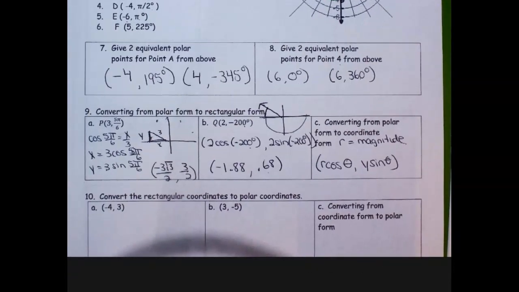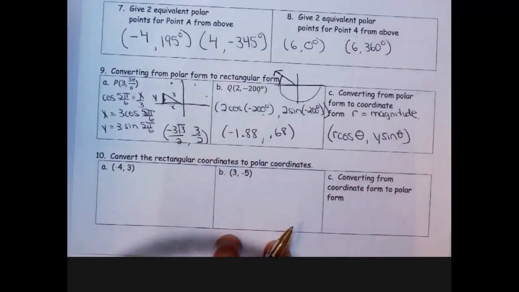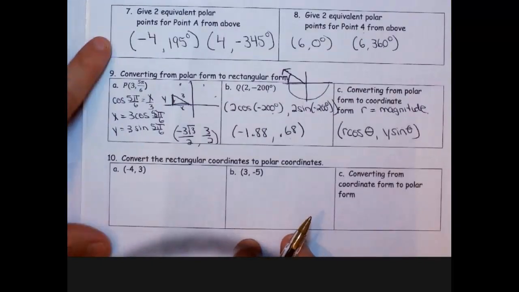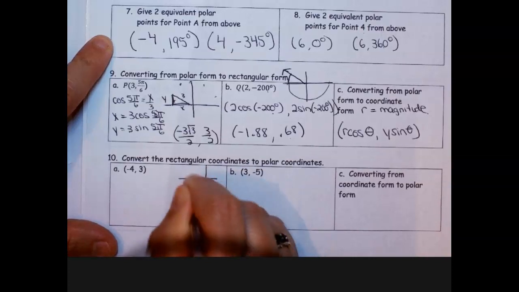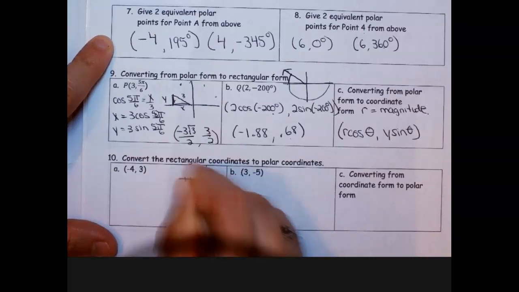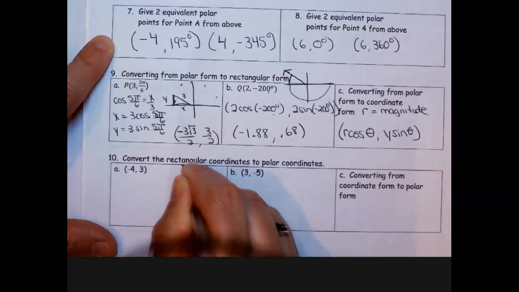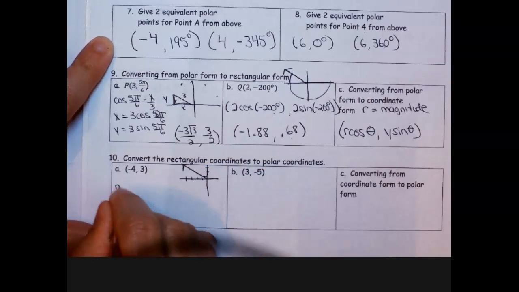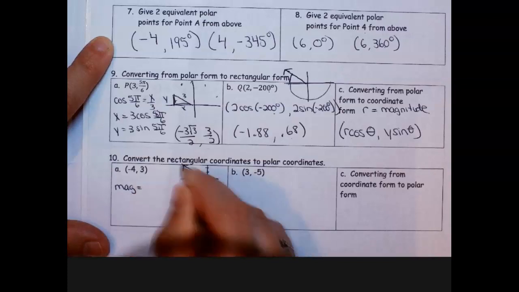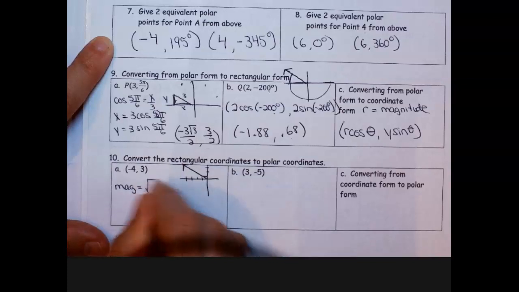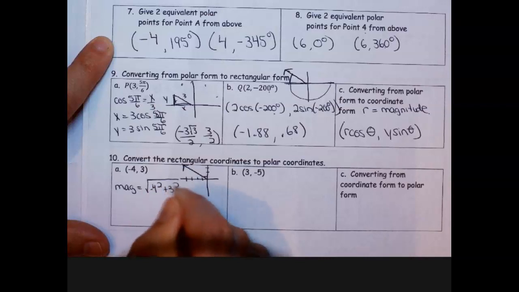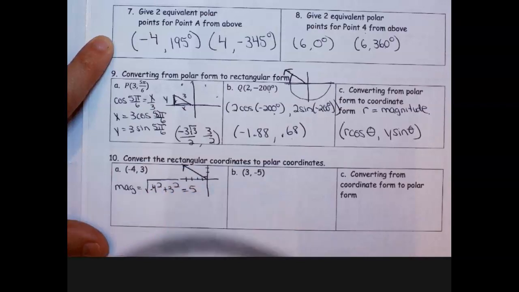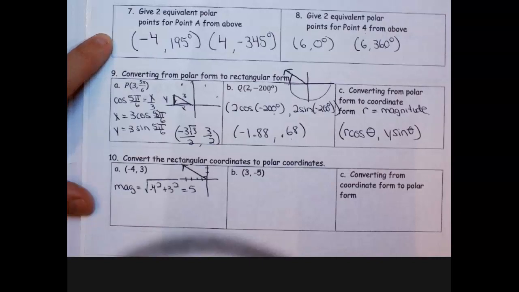Okay, now we're going to go backwards. We're going to go from rectangular form back to polar form. So let's take a look at a few examples there. 1, 2, 3, 4, 1, 2, 3. So the first thing I need to do is find the magnitude. The magnitude is the length of that vector, which is, using Pythagorean theorem, negative 4 squared plus 3 squared, and taking the square root, ultimately we get 5.